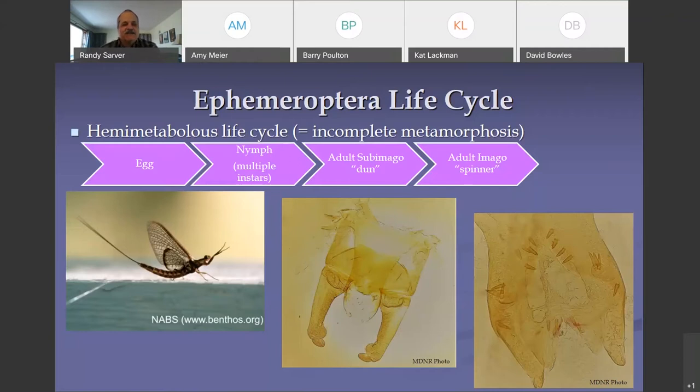Okay, so there's an example of an adult here on the left, that photo.